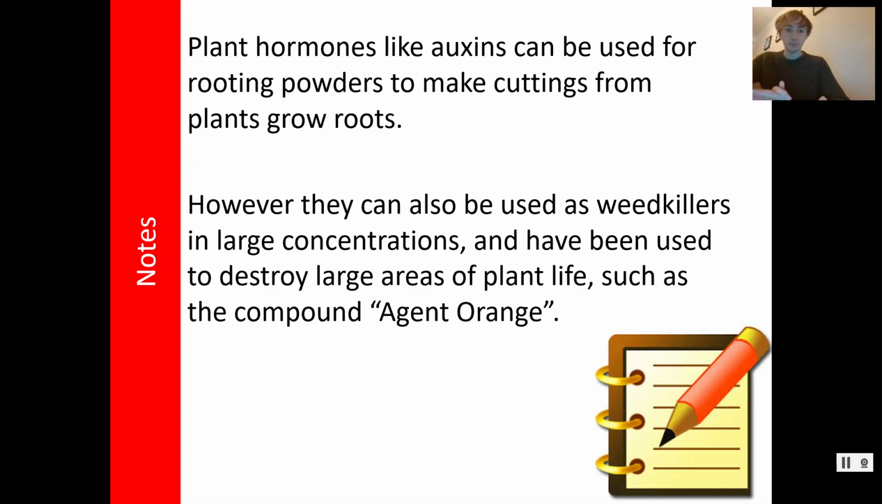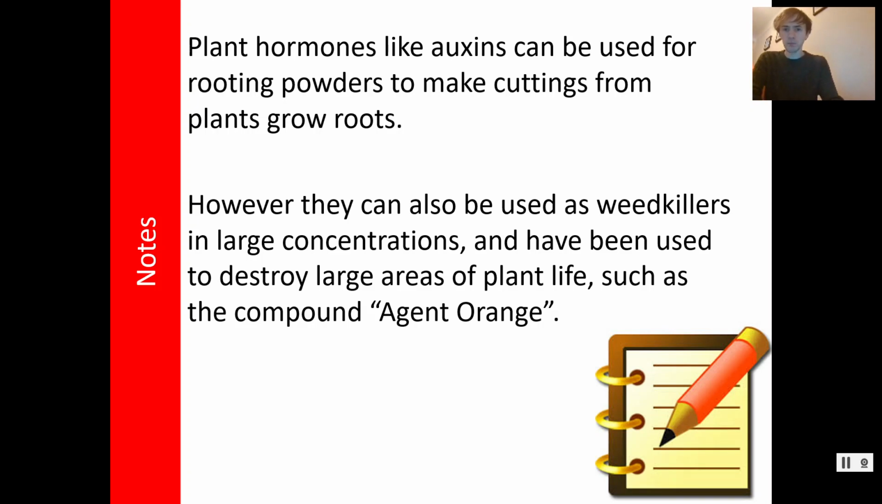So, now, the first thing I want to do is I want to touch on some more commercial uses of auxins. Now, plant hormones like auxins and similar hormones can be used for several different purposes. Now, we're going to go through some of these, but broadly, there's one that you need to know about in depth, and there's a few others which is just interesting, which might come up as examples in your exam. I just want to touch on them now. And those are things like Agent Orange.